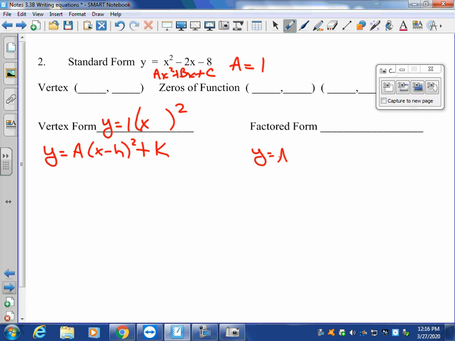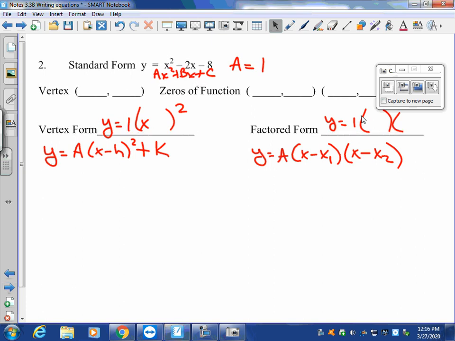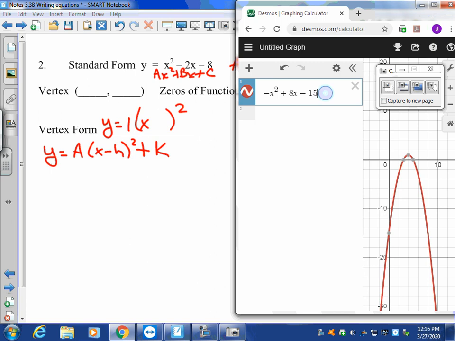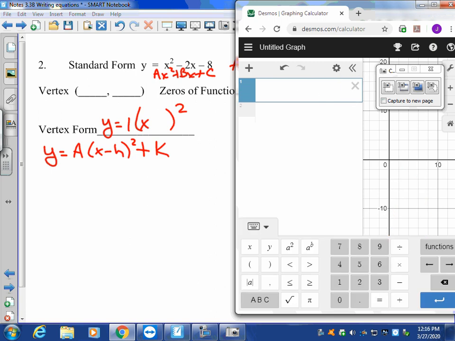And when I do factored form, (x minus x1) and (x minus x2), then I know for sure that I'm looking at a 1 in front of that. And I can put the, whoop, something went wrong there. It stopped writing. I can put the x in each parentheses and I'm good to go. So I'm going to look at Desmos with this one. First, let me type the formula. The formula for this one was x squared minus 2x minus 8.